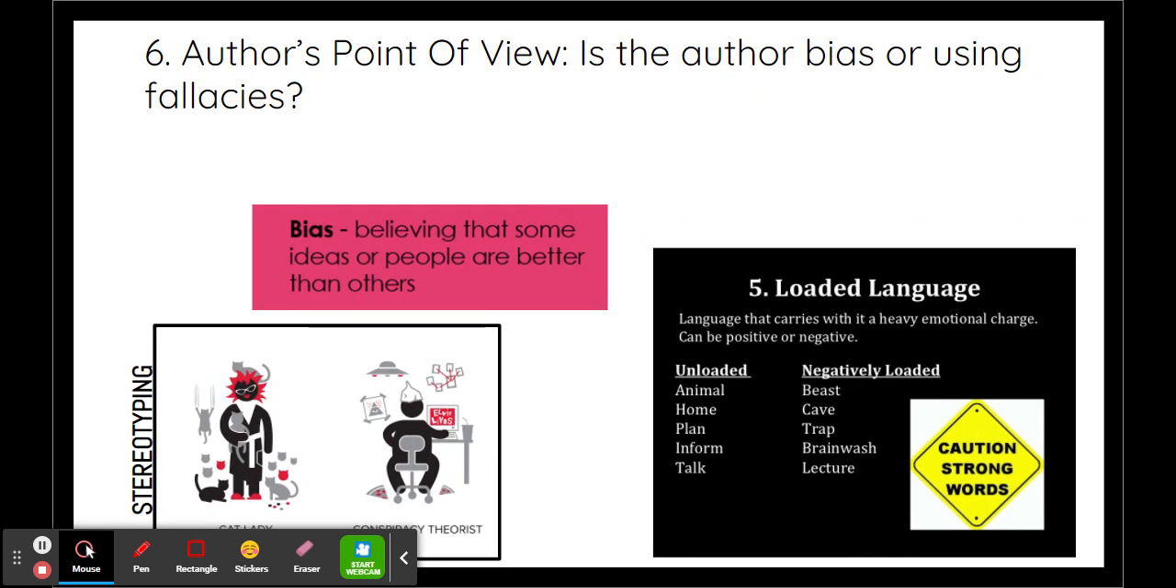Number six, the author's point of view. Is the author biased or using fallacies? Bias is when you believe that some ideas or people are better than others. So the author is talking very greatly about one thing, but not all the other things, or they're stereotyping: all women do this, or all men do this, or all students do this, or using a lot of loaded language, so negative language like beast, trap, brainwash, lecture. If it has a lot of those words, it's probably not a good idea to use.